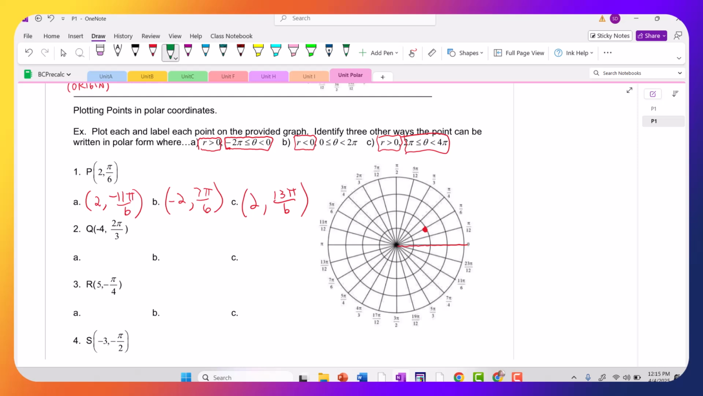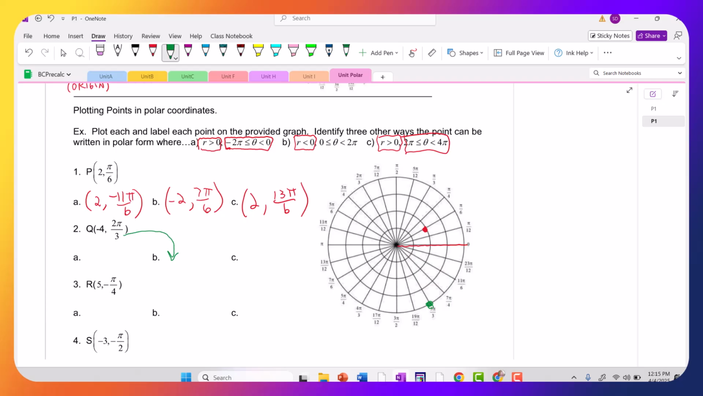Next one. This is why some of these I don't have to do. Negative 4 comma 2 pi over 3. That is letter B. That is what they ask you to do in letter B, so I don't have to do that one, right? Negative radius with an angle measure between 0 and 2 pi. But how do I graph it? I go to 2 pi over 3. I go 4 out, but wrong. I go a 180 reflection to that point. That's where that point is located.